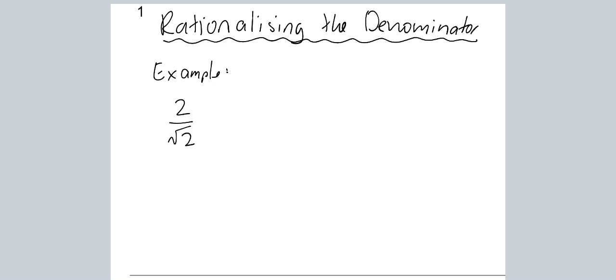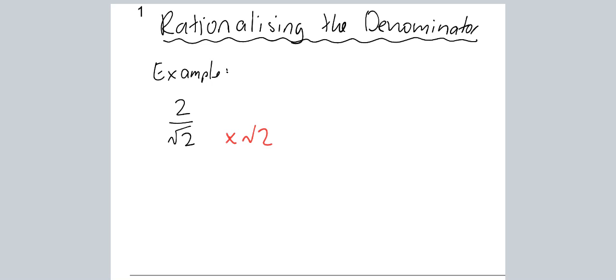Okay, so we want to rationalise the denominator. So what we're going to do is multiply the bottom of the fraction by the number that will get rid of the square root sign. What number will get rid of the square root sign on the bottom? Root 2. Awesome, guys. That was a few of you saying that. Root 2 times root 2 is just 2.